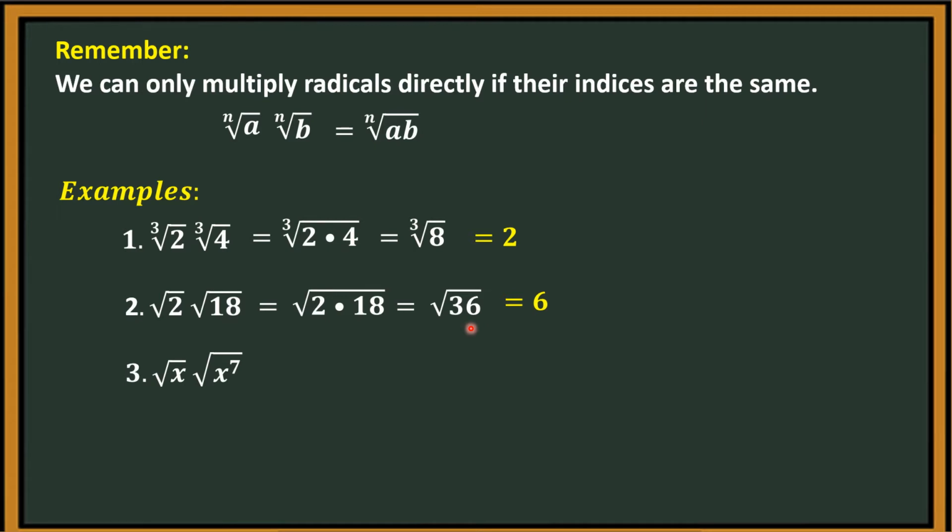Number 3. Square root of x times square root of x raised to the 7th power. Same indices, which is 2. So, we're going to multiply only the radicands. So that is equal to the square root of x times x raised to the 7th power. Since they have the same base, which is x, we're going to add their exponents. The exponent of x is 1.